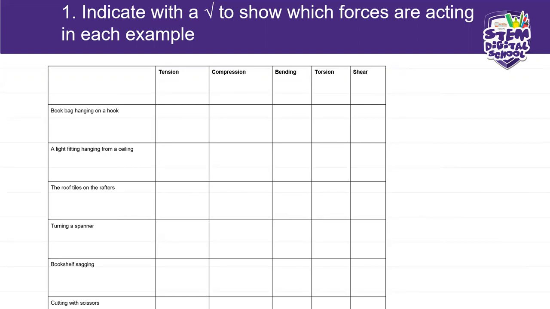A light fitting hanging from a ceiling. You don't want to speak to me today, you want to chat. A light fitting. Unmute yourself. I want you to speak. I don't know why you're not speaking. I wanted us to quickly go through this, but you don't want to speak. You want to chat. Let's see.